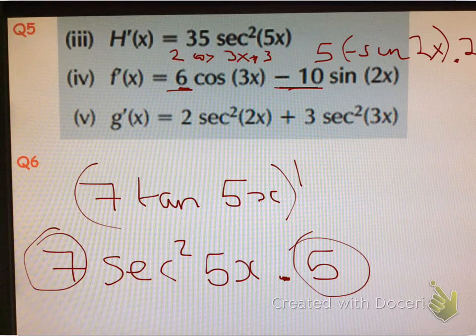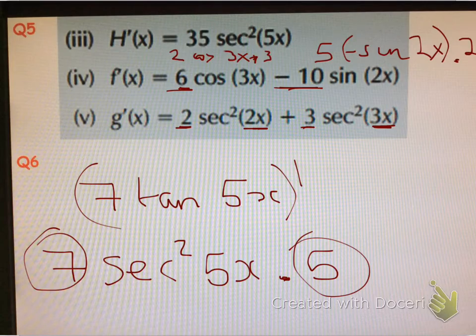Part 5, g of x is tan 2x plus tan 3x. So again, the derivative of a tan function is sec squared. So that's going to be tan 2x goes to sec squared 2x, and then you have to derive the angle, and that's where the 2 is coming from in front. Plus, the derivative of tan 3x is sec squared 3x. Again, you have to derive the angle then, and you get 3.